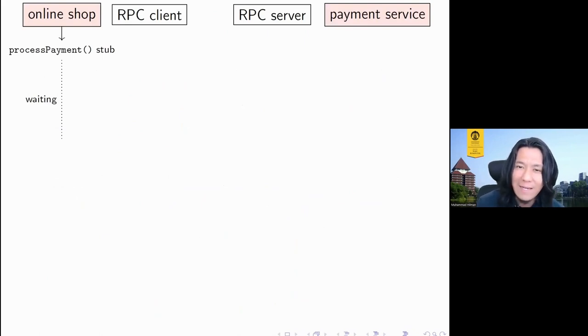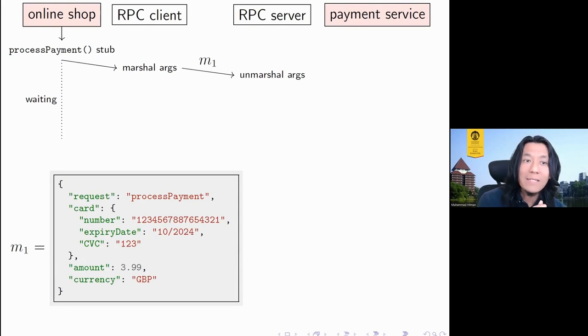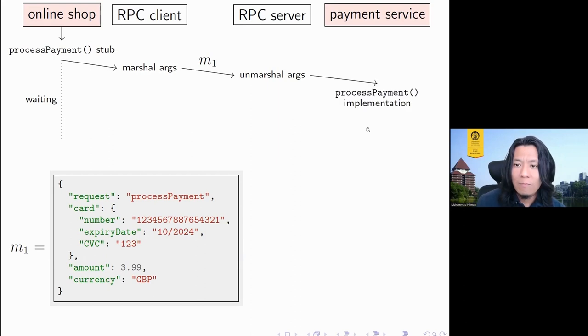Let's break this scenario down into a more detailed diagram. The online shop will call the process payment method, right? And then the process payment method will somehow deliver the message, the arguments, through the RPC client, which is located in the online shop server. RPC stands for remote procedure call. The RPC client will send this message to the RPC server, which is located in the banking or payment service server, somewhere out there. And then this message will be executed in the payment service server.